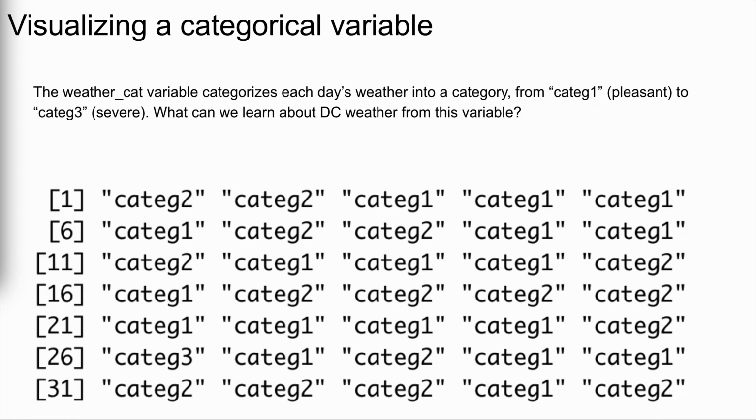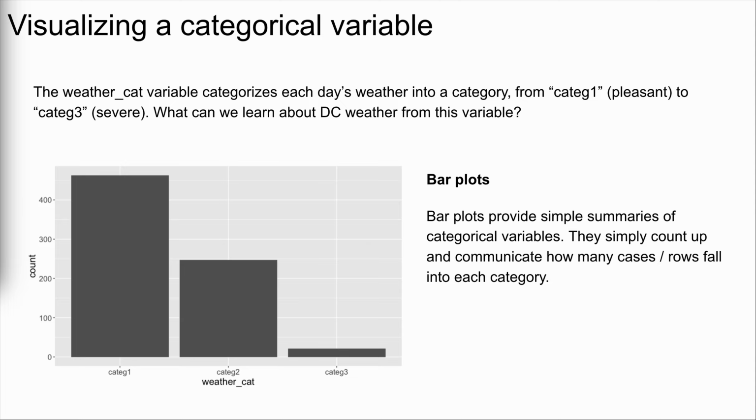We'll start with a categorical variable. The weathercat variable categorizes each day's weather into a category from category 1, pleasant, to category 3, severe. The most simple and powerful way to turn this lump of data into information about weather patterns is to construct a bar plot. Bar plots provide simple summaries of categorical variables. They simply count up and communicate how many cases or rows fall into each category.